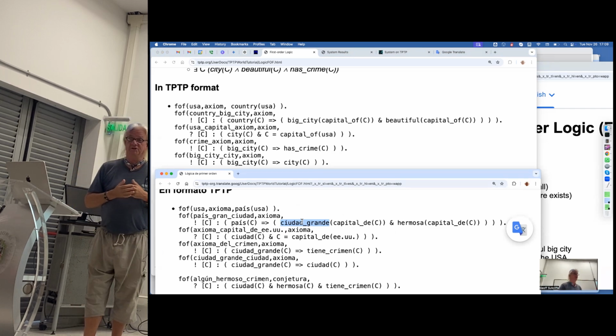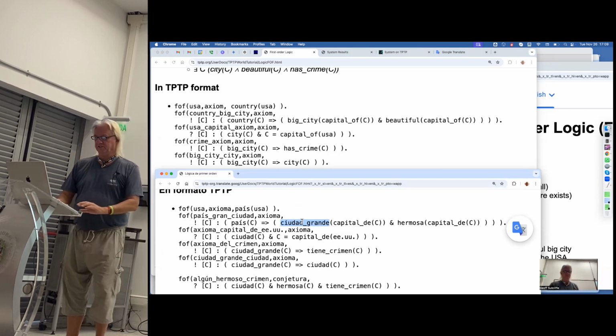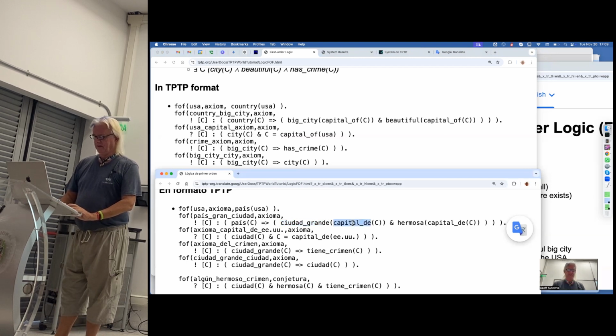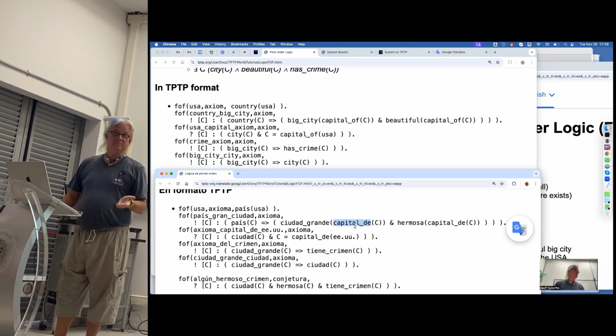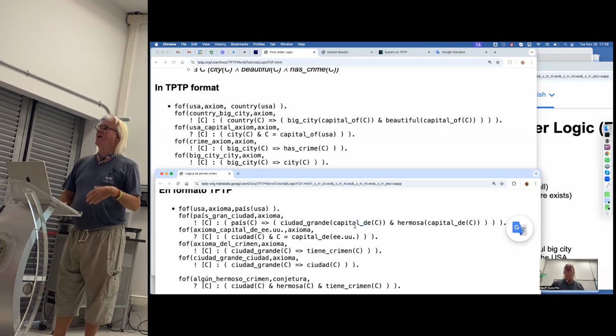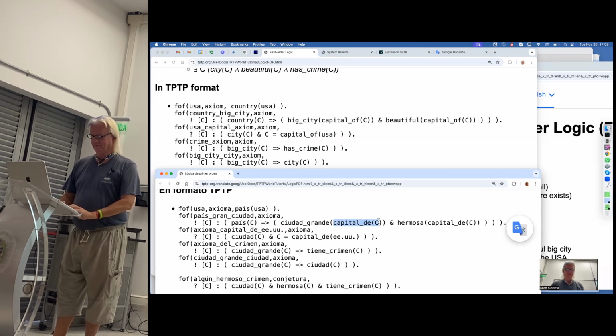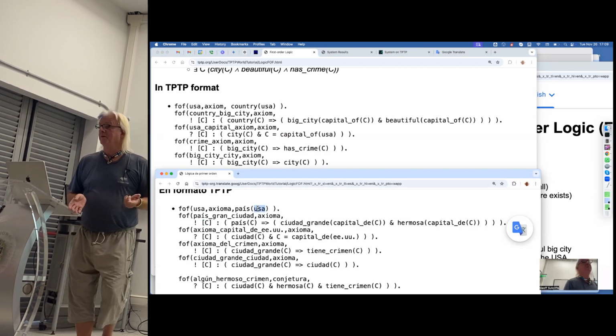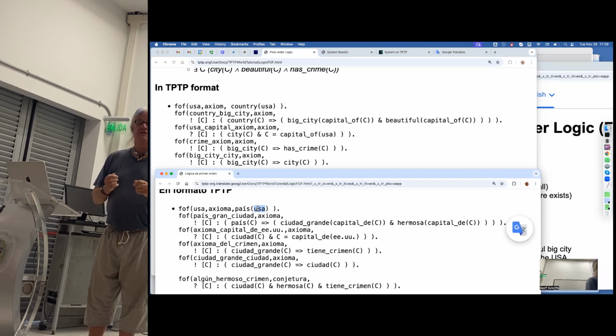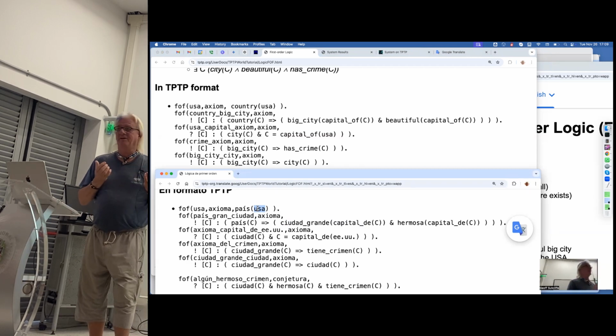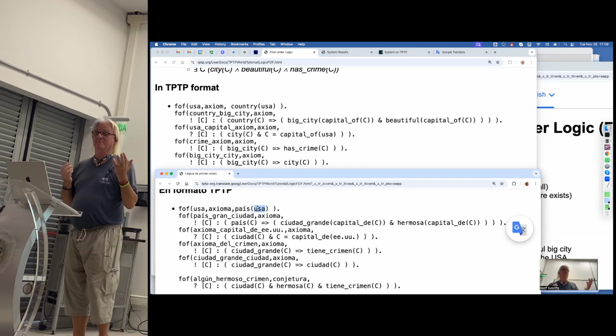Like in propositional logic, it's just true or false. We are saying it is true or false that the capital of the C is a big city. Capital of is a function, just like in programming, but we don't ever evaluate the function. We just pretend we can evaluate it. Variables, big letters. And here, like USA, it's a constant, or for people who are mathematicians, a function with no arguments. So a function of no arguments is a constant in mathematics.